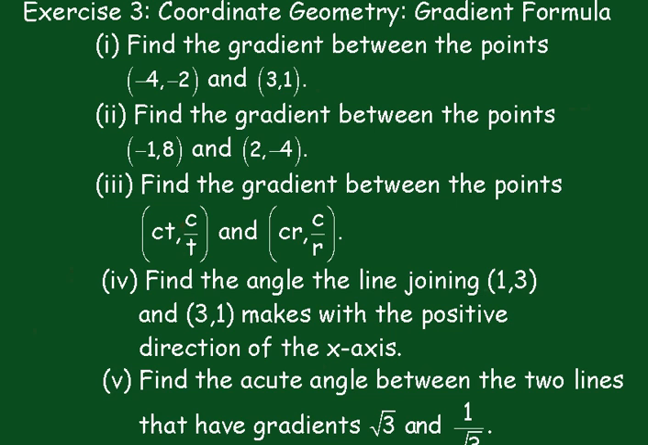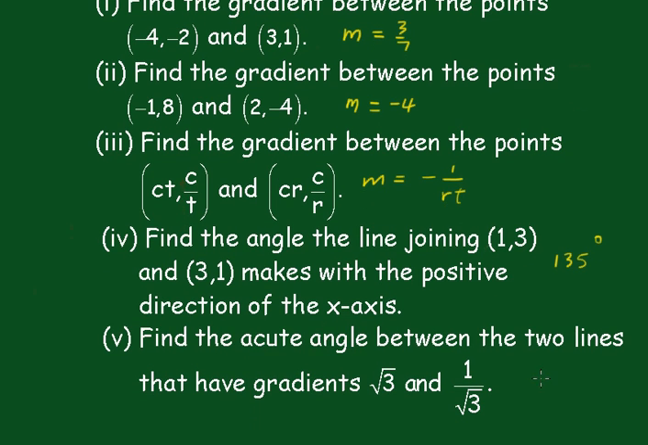Right, now here are the answers. For the first one, let's say M is equal to 3/7. This one here, the gradient is equal to -4, a negative gradient. This one here, the harder one. Did you get this one? -1 over RT. The angle here was 135 degrees. And the angle here was 30 degrees.